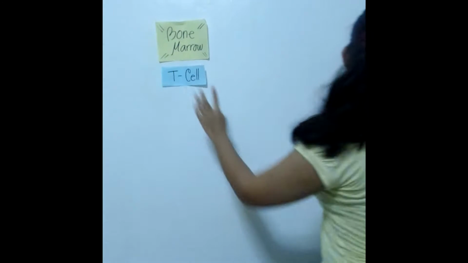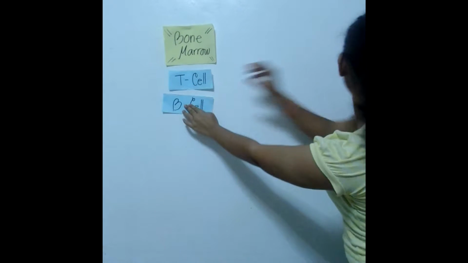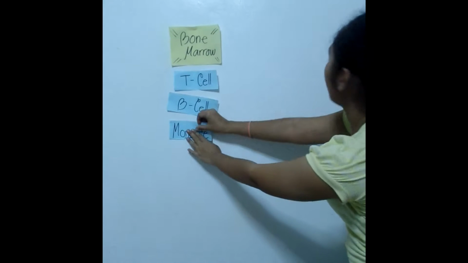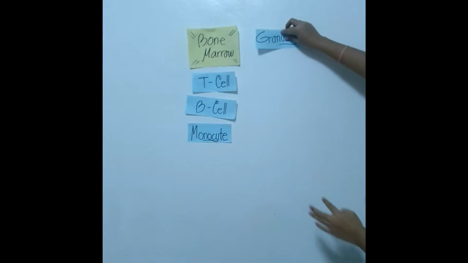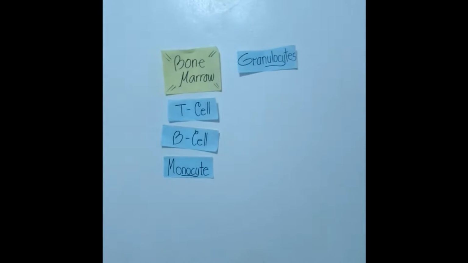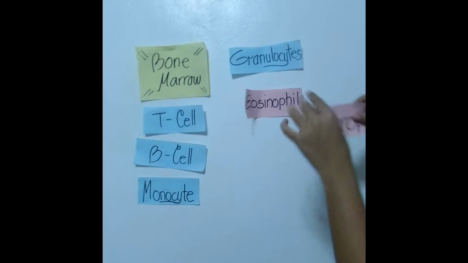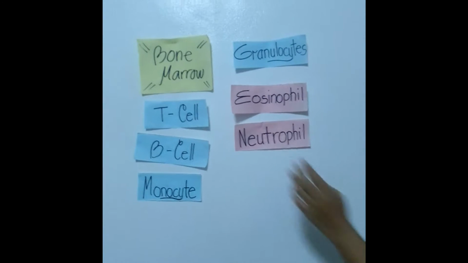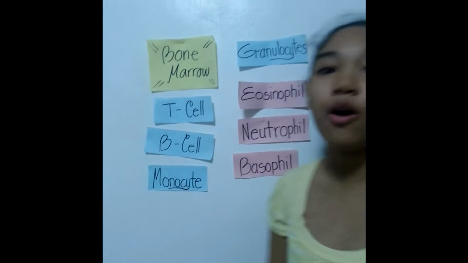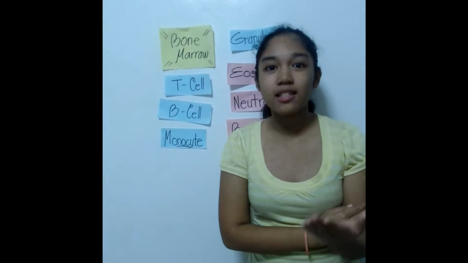Also, it is a nest for functional, migration, and selective retainment of innate and adaptive immune cells such as the T cell, the B cell, the monocyte, and granulocytes, which are the eosinophils, the neutrophils, and the basophils. Now, we will go to Judith to discuss the components of the bone marrow.